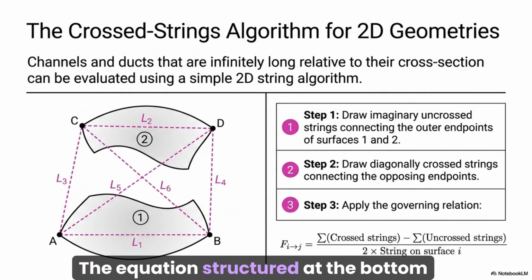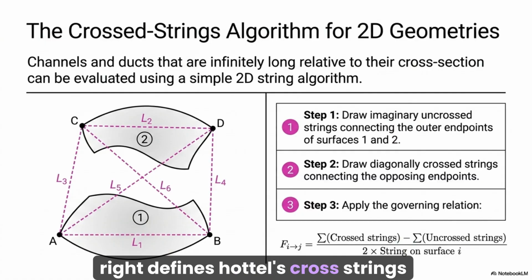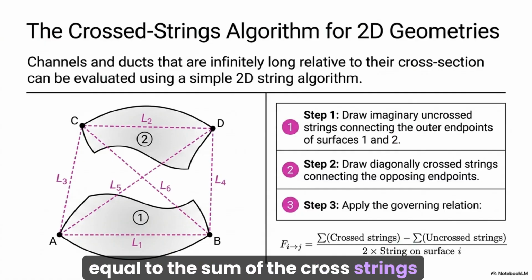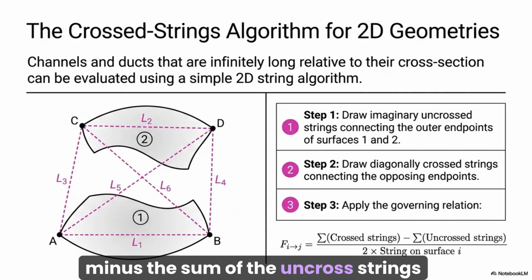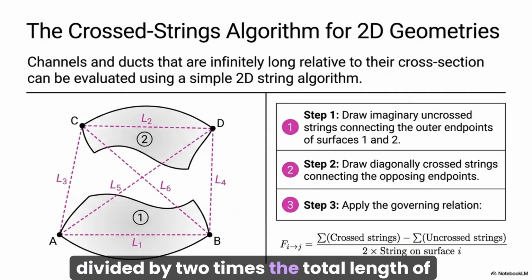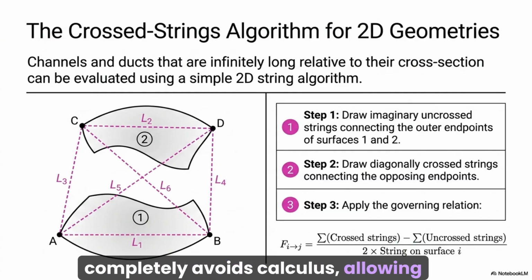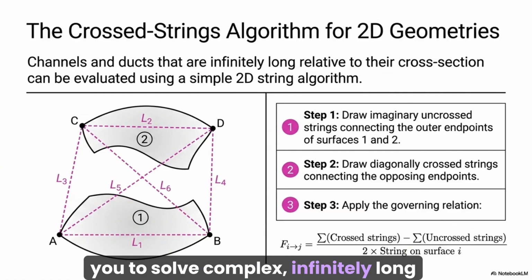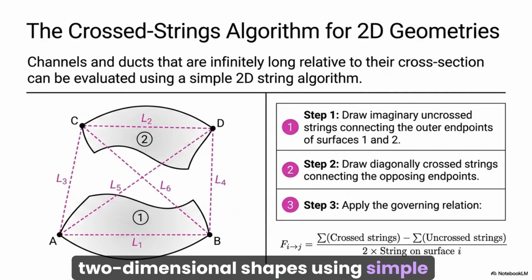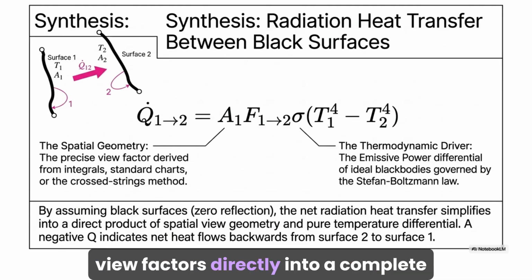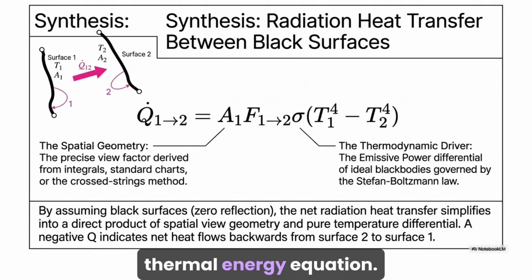The equation structured at the bottom right defines Hottel's cross strings relation, stating that the view factor is equal to the sum of the cross strings minus the sum of the uncrossed strings, divided by 2 times the total length of the emitting surface. It is a brilliant geometric shortcut that completely avoids calculus, allowing you to solve complex, infinitely long two-dimensional shapes using simple line lengths. Now, let's synthesize our geometric view factors directly into a complete thermal energy equation.